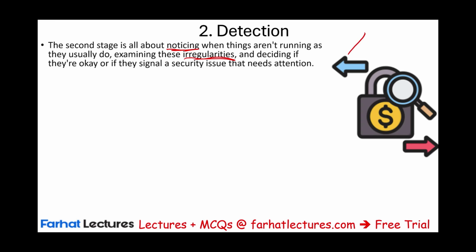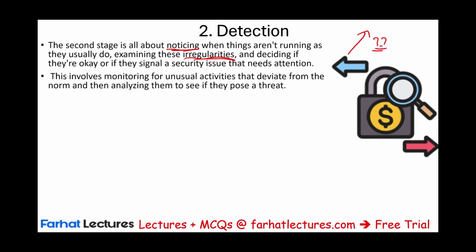So you see suddenly a high traffic on the network. Oh, is this normal? Or what's happening here? Or are we experiencing a DOS, denial of service attack? So this step involves monitoring unusual activities that deviate from the norm. Then you analyze them to see if they pose any threat.